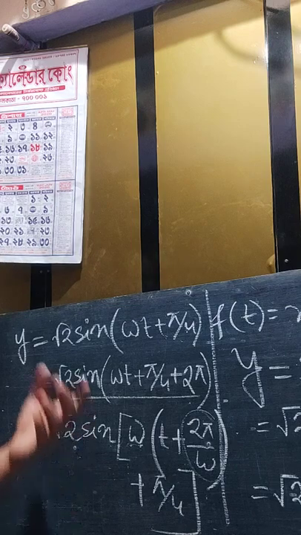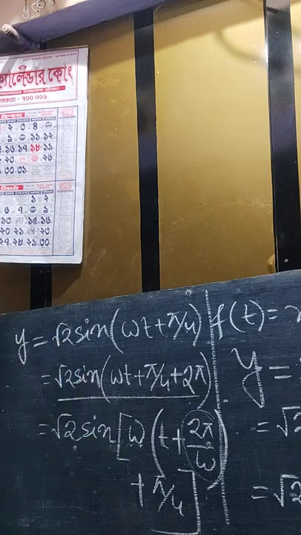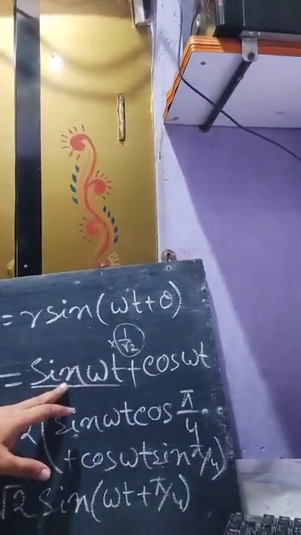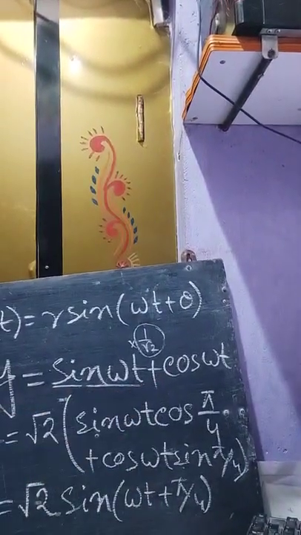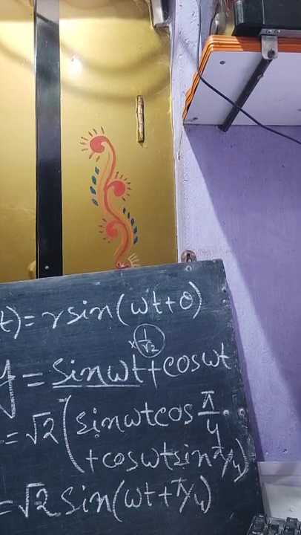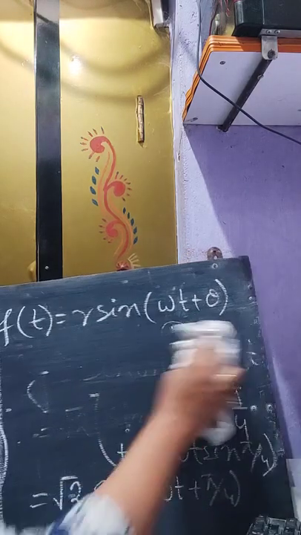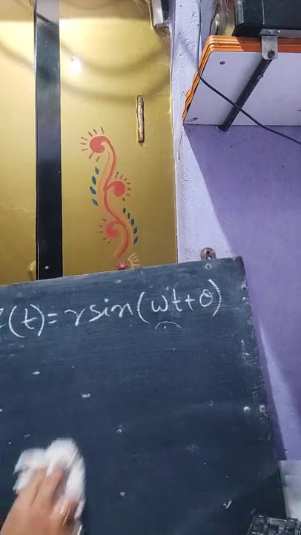Next thing is that we can take another example. Here we take y equal to sin omega t plus cos omega t, right? If we take y equal to sin omega t plus, let me remove this part, first erase this part.